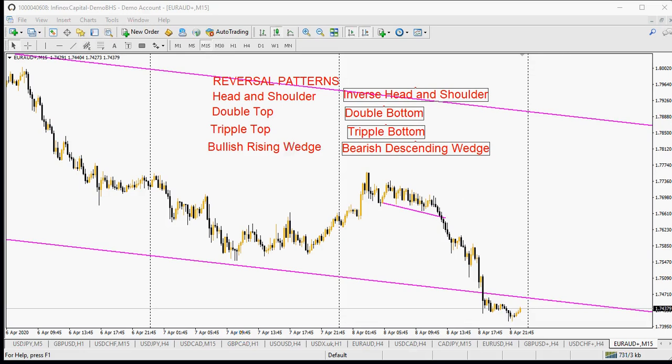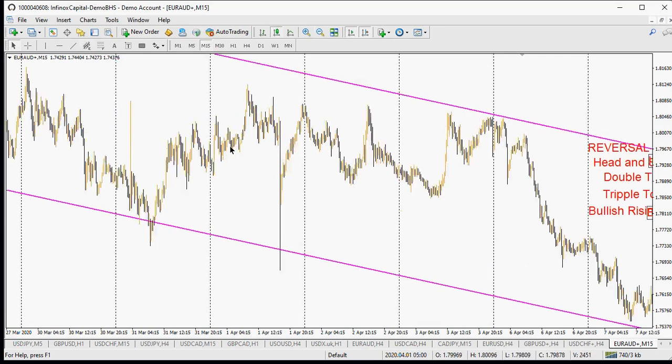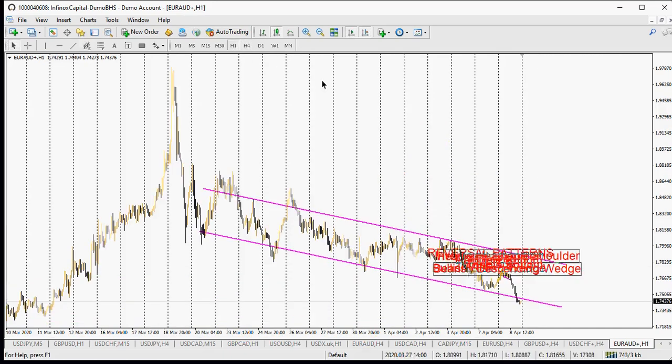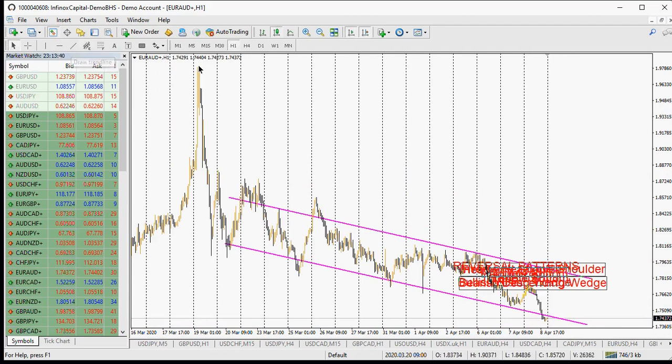Awesome. So let's look at them one by one. Let's start with head and shoulder, and then inverse head and shoulder. So let me just open another.